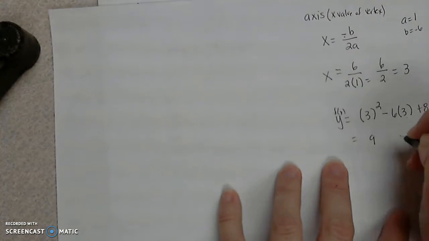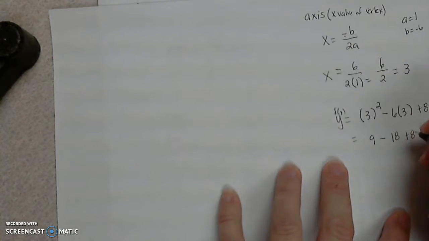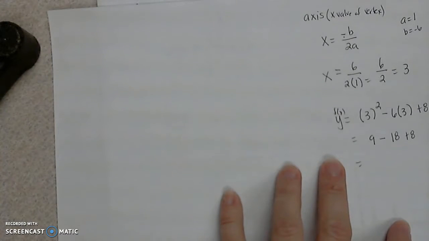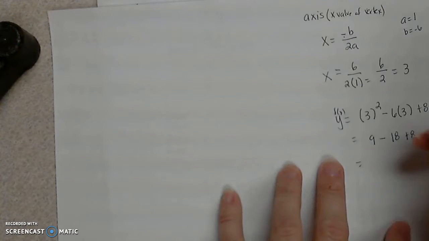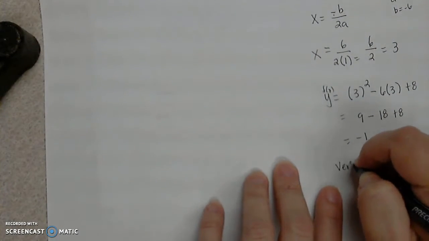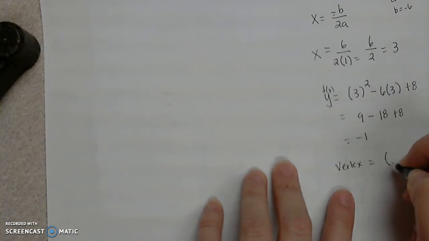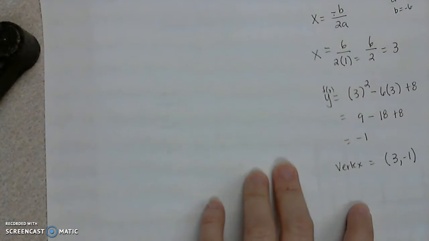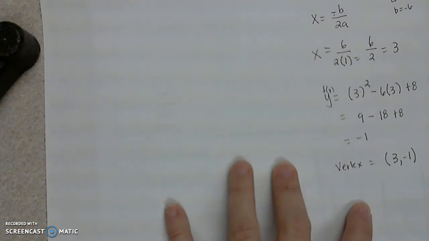So 3 squared would be 9. 6 times 3 is 18, plus 8. Then if I add all of those together, 9 minus 18 is negative 9, and then plus an 8 would give us negative 1. Alright, so the vertex of our parabola should be at the point (3, negative 1), and this should be the lowest point on our graph when we graph it.